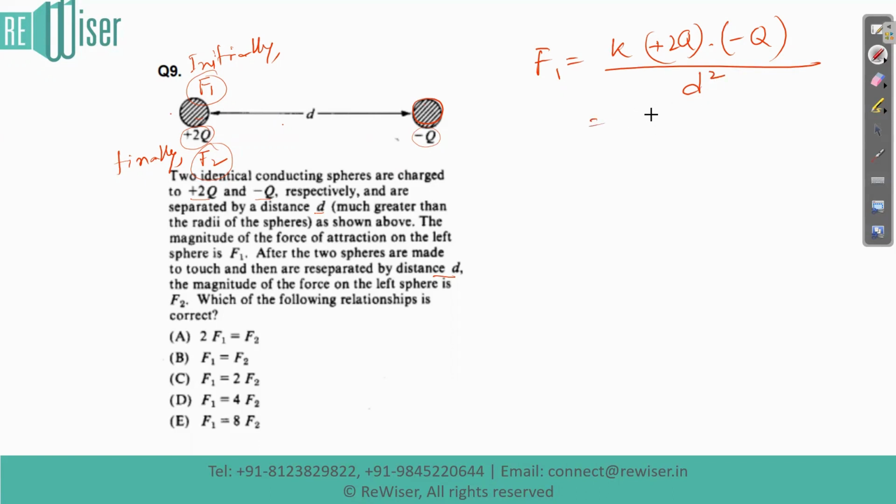So what do we get? Minus 2kq square by d square. So F1 is this much.